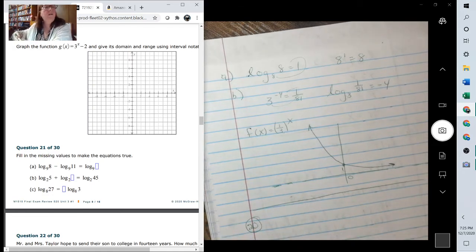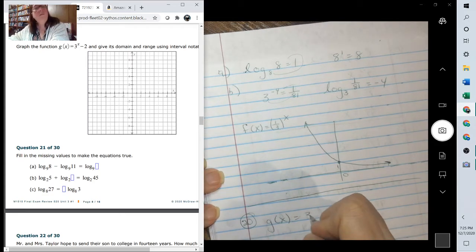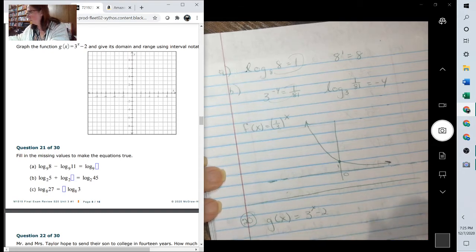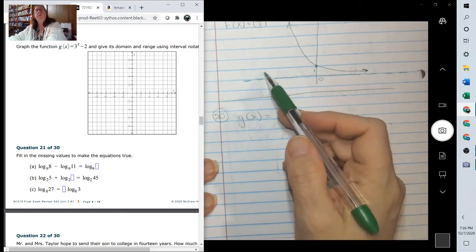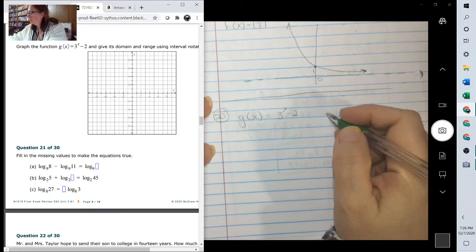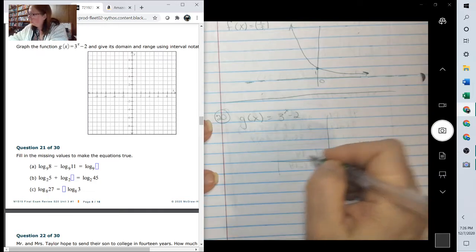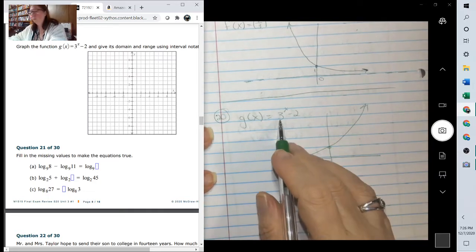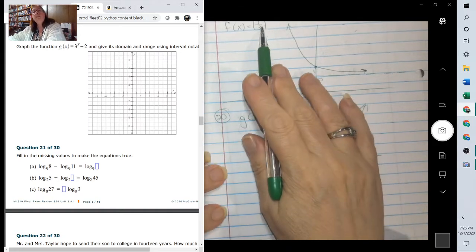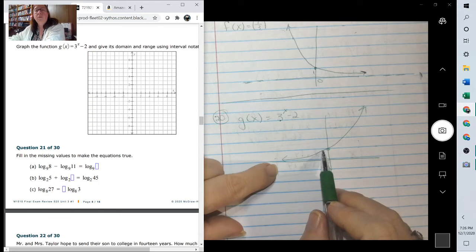Number 20. Graph 3 to the x minus 2. Okay. Exponential similar to this one, only it's increasing. So the original graph crosses at 1 and it goes like this because this is greater than 1. This one was less than 1, so it decreased. This is greater, it increases. So this is the original.